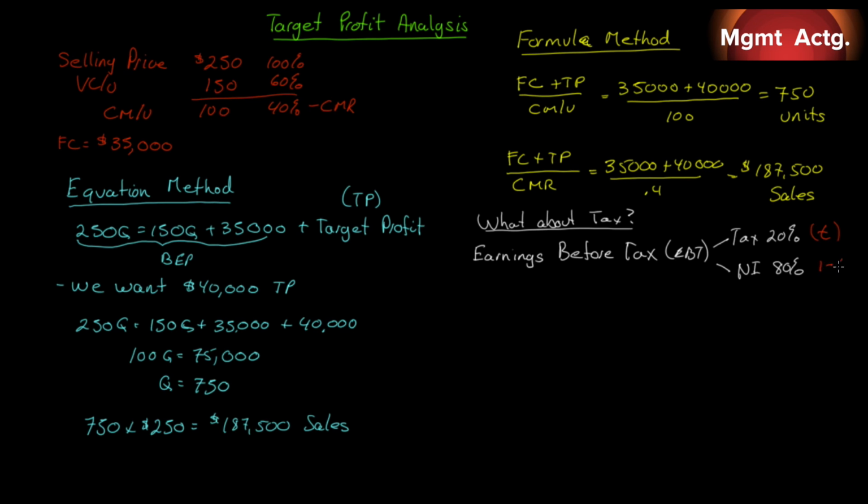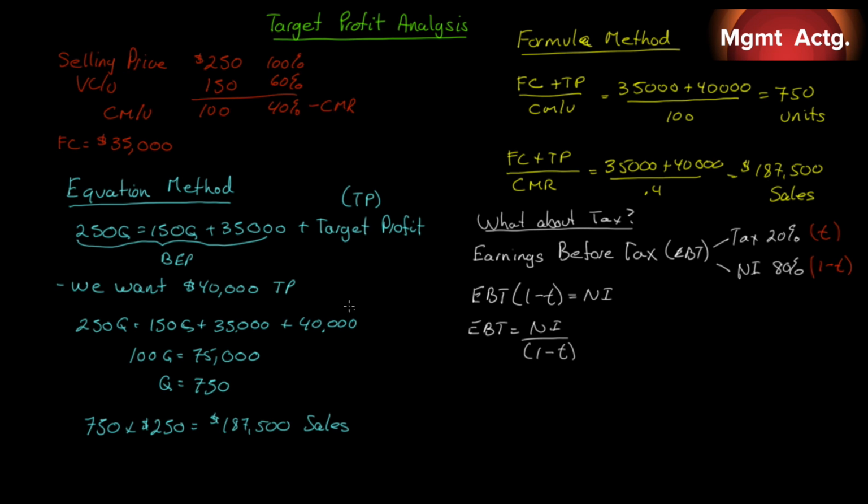So if we multiply earnings before tax by 1 minus the tax rate, we'll get our net income. So take earnings before tax, multiply it by 1 minus T. That'll give us 80%, right? 80% of our earnings before tax is our net income because our tax is 20%. Well, let's just rearrange it. This is just algebra. Earnings before tax is net income divided by 1 minus the tax rate. Yeah, that's nice and simple, right?